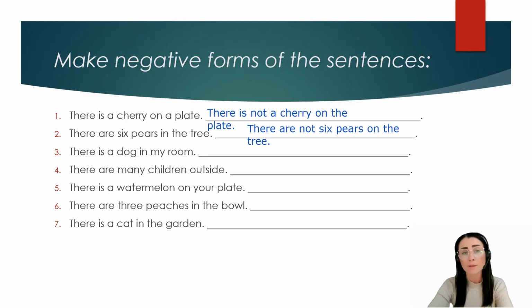Number 5. There isn't a watermelon on your plate. Or long form. There is not a watermelon on your plate. Number 6. There are not 3 peaches in the bowl. Short form. There aren't 3 peaches in the bowl. Number 7. There is not a cat in the garden. Short form. There isn't a cat in the garden.